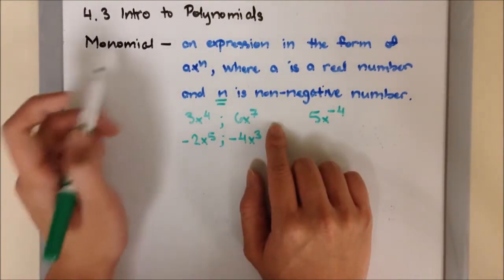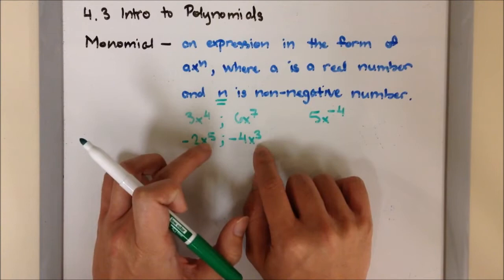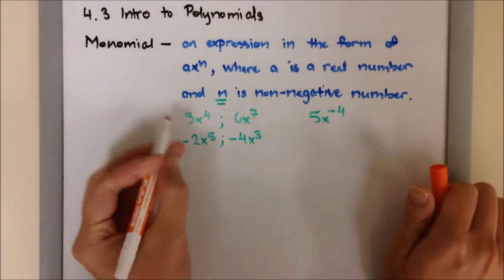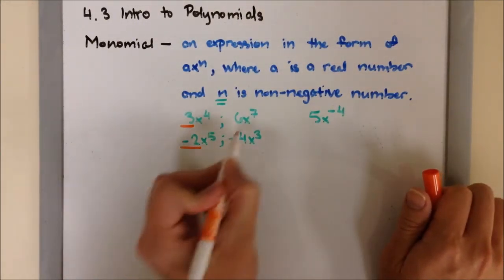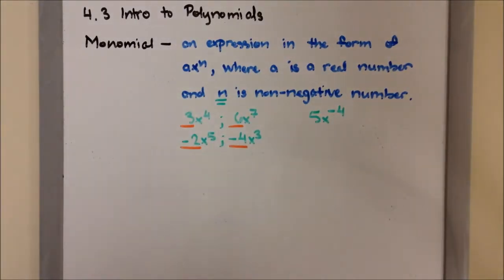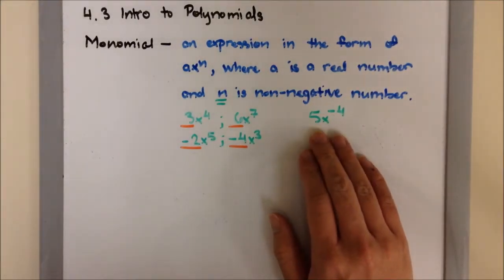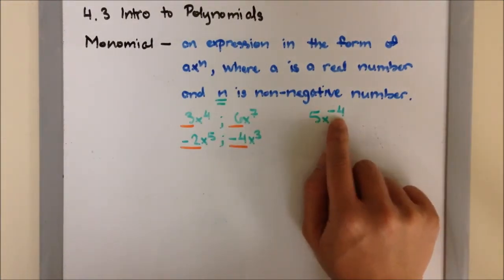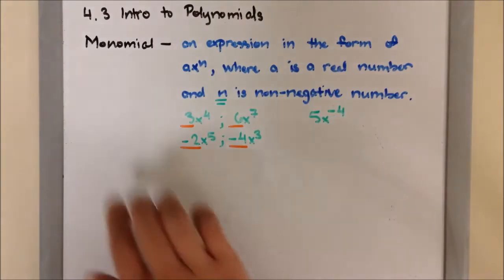These can be monomials because your exponents are positive, even though your bases, let me underline your bases, also known as coefficients, can be positive or negative because they are real numbers. This is not a monomial because n, your exponent, is negative when it's supposed to be a non-negative number for a monomial.